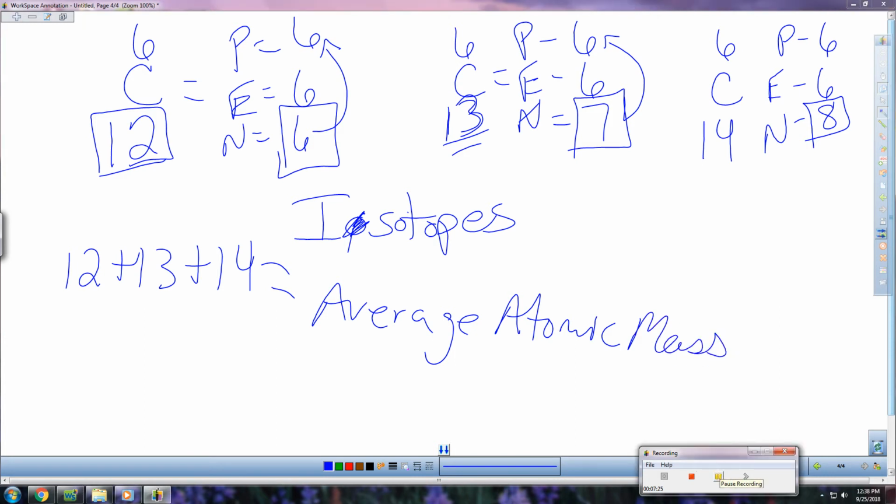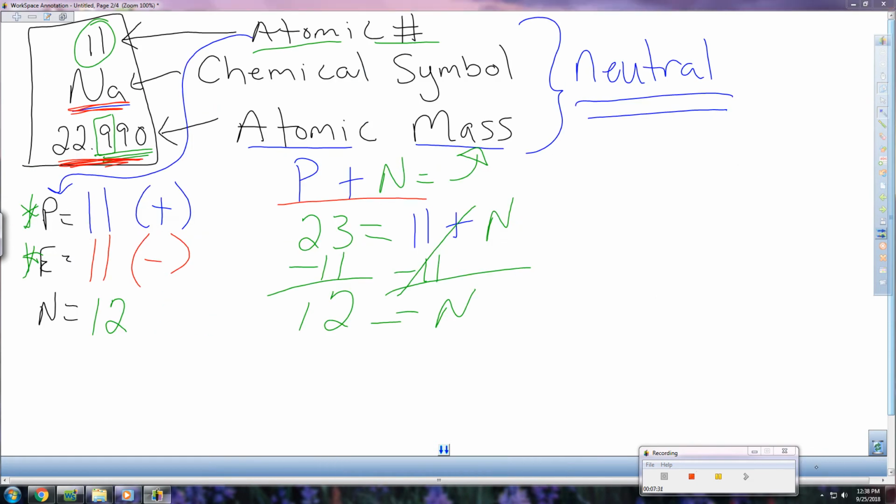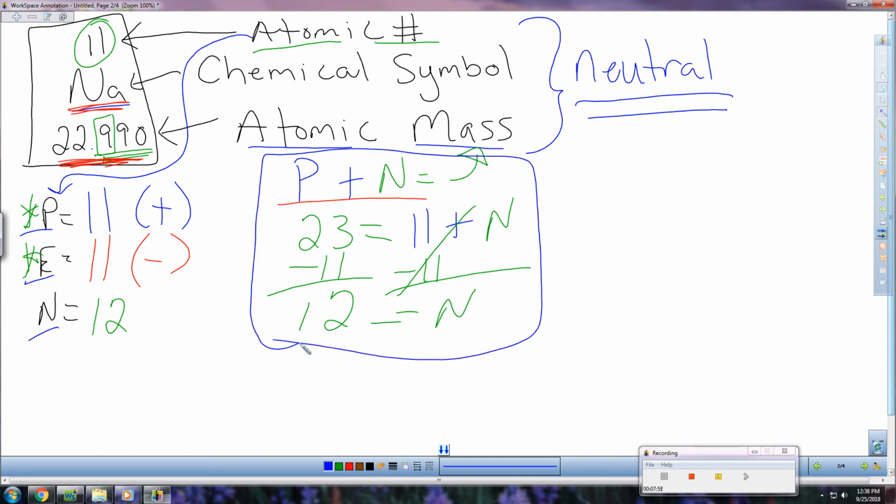Alright, sorry about the pause there. Just to kind of recap of where we're at, some things that you need to be familiar with or things that you need to look at. We should be able to look at a chemical or a periodic table square. We better be able to identify the atomic number, the atomic mass, and the chemical symbol. You don't need to memorize those. You just need to know what to look for. From there, you should be able to tell me the number of protons, electrons, and neutrons. And you can find the number of neutrons by simply looking at the atomic mass minus the atomic number.